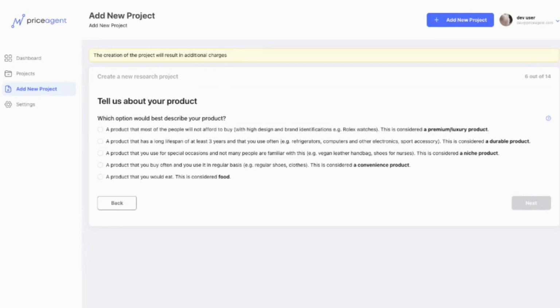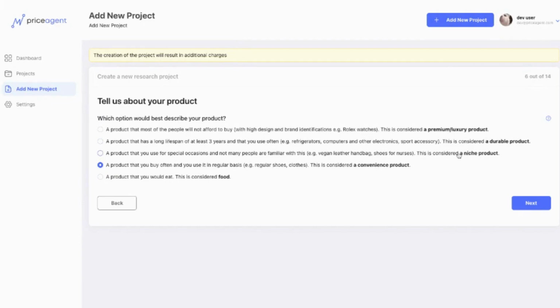Next step may be a bit trickier. You have to find which option would describe your product best. A product that most people will not afford to buy with high design, branded identification, such as Rolex watches. This is considered a premium or luxury product or a long lifespan or at least 3 years that you use often. Refrigerators, computers, other electronic sport accessories, a niche product or convenience product. So for example, shoes are certainly convenience products.